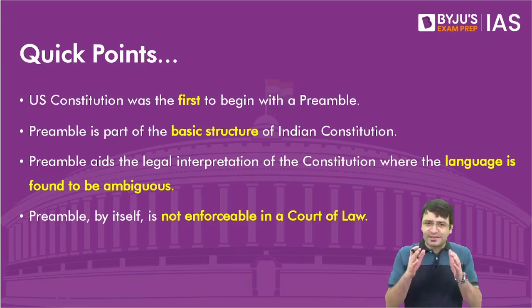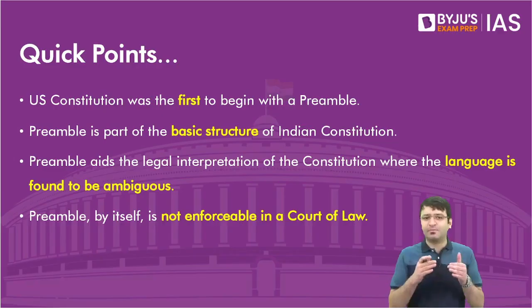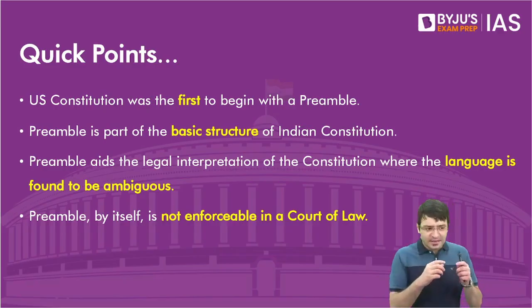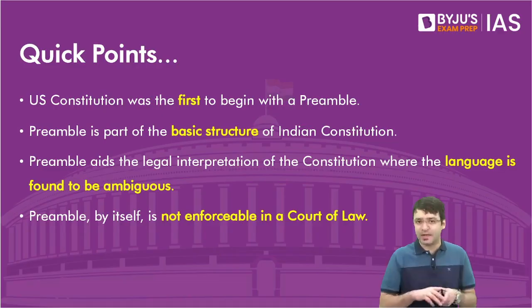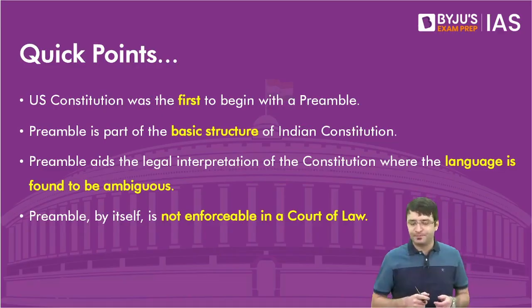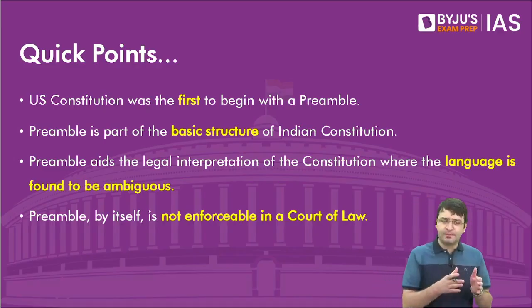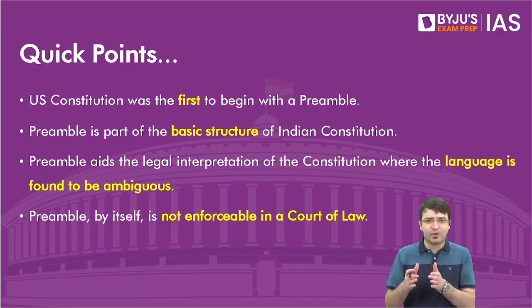When we look at the text of the preamble, we can break it down into 4 areas. Number 1, we the people, which means that the source of authority of the Constitution, from which our Constitution derives its authority, are the people of India. Then, what is the nature of the Indian state? Sovereign, socialist, secular, democratic, republic. And we have explained all these phrases.